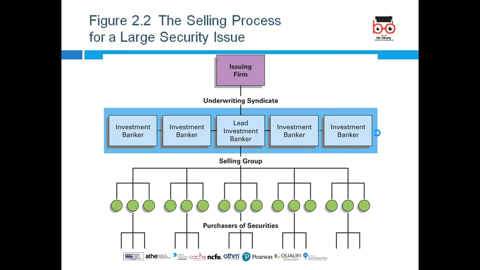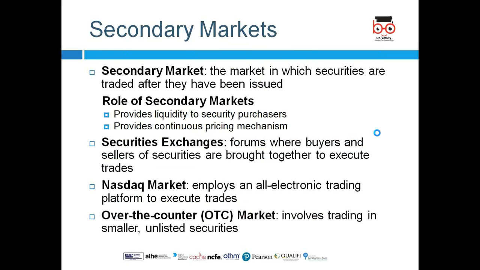So the selling process of large securities goes through investment bankers, yes, underwriting and purchase of securities, the selling group, and the purchase of securities, which can be through the stock exchange. The secondary market is where we are not selling for the first time, the market where securities are traded after being issued. The role of the secondary market is to provide liquidity to the security purchaser and a continuous pricing mechanism. Security exchanges are forums where buyers and sellers of securities are brought together to execute trades.